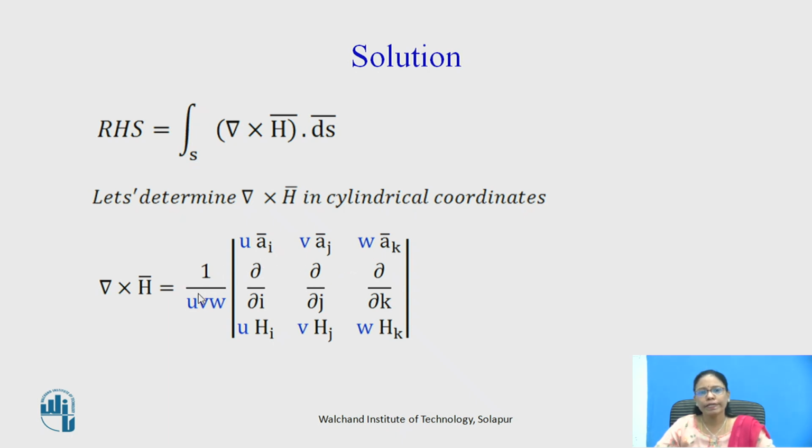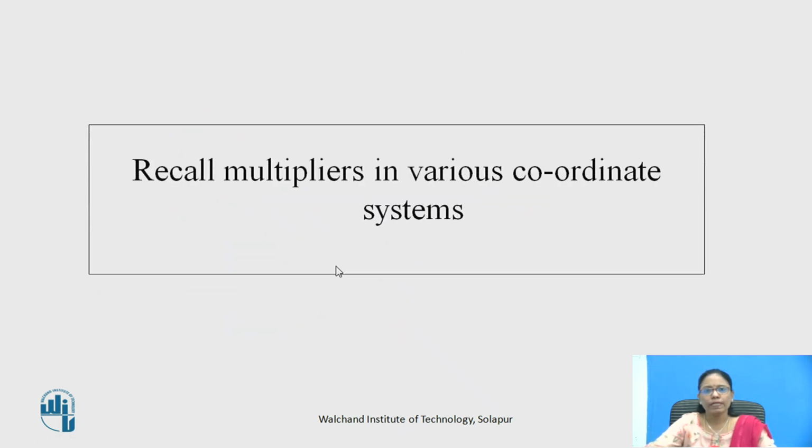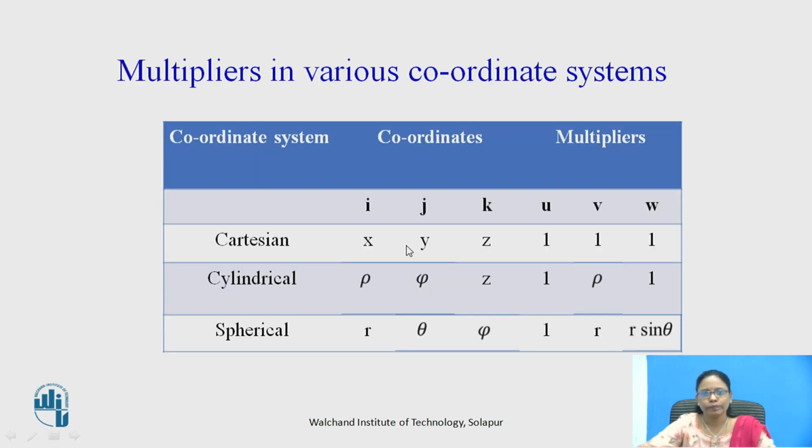So in different coordinate systems, this curl h bar will be different; we can write the curl h bar based on the multipliers as well as the coordinates. So what are the coordinates and the multipliers in the different coordinate systems? Let us recall it.